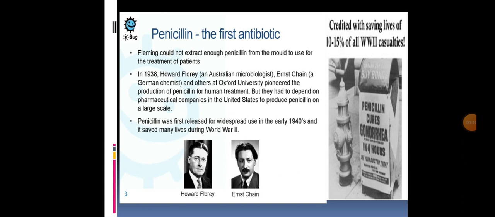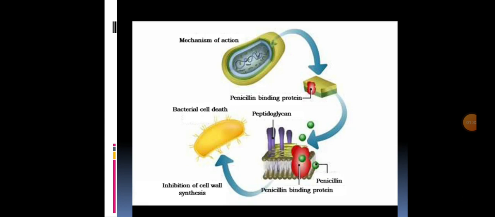Penicillin was first released for widespread use in the early 1940s and it saved many lives during World War II. It was credited with saving the lives of 10 to 15% of all World War II casualties. Penicillin has a bactericidal action. It inhibits the synthesis of the cell wall of the bacteria. It is an effective agent against Staphylococci, Streptococci, Pneumococci, Meningococci, and some other bacteria.